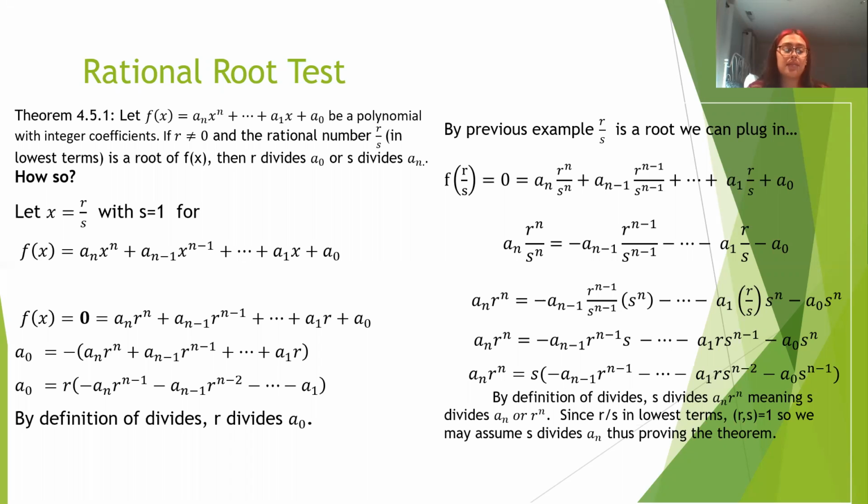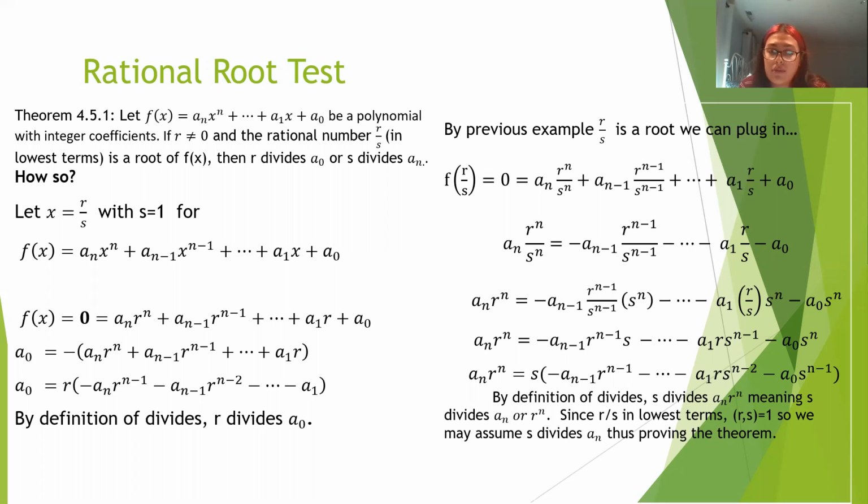So we can see that a sub 0 equals r times negative a sub n r to the n minus 1 minus a sub n minus 1 r to the n minus 2 up until minus a sub 1. Therefore, by definition of divides, r divides a sub 0. So by the previous example, we know that r over s is a root, so we can plug it in.